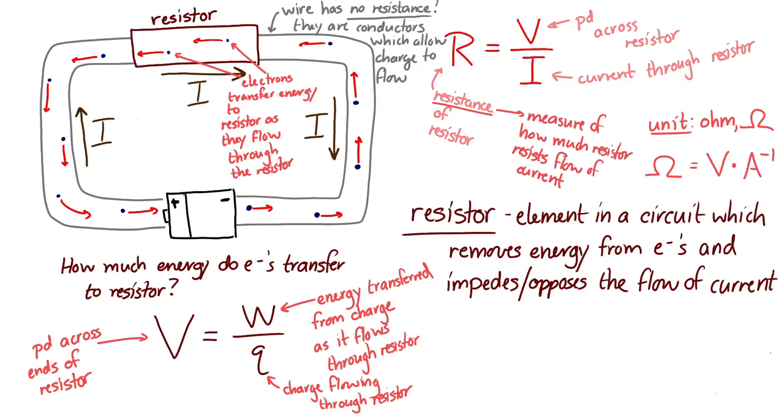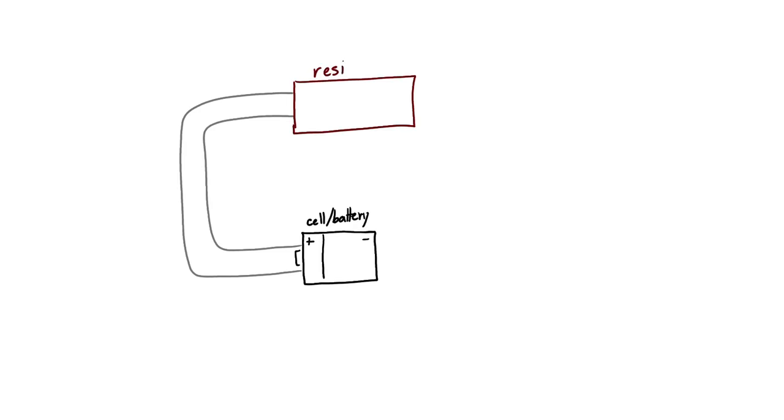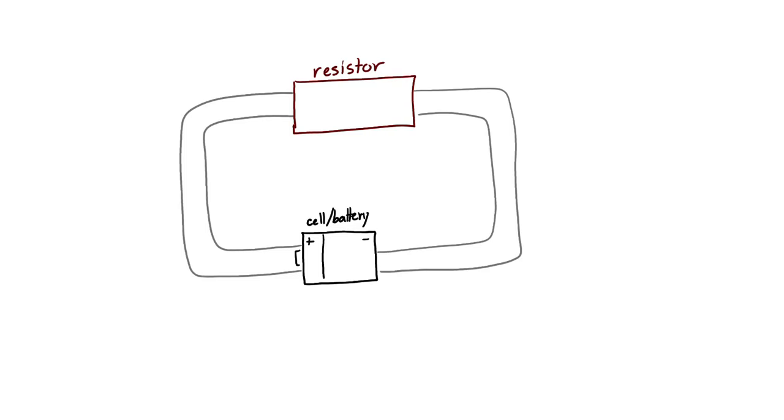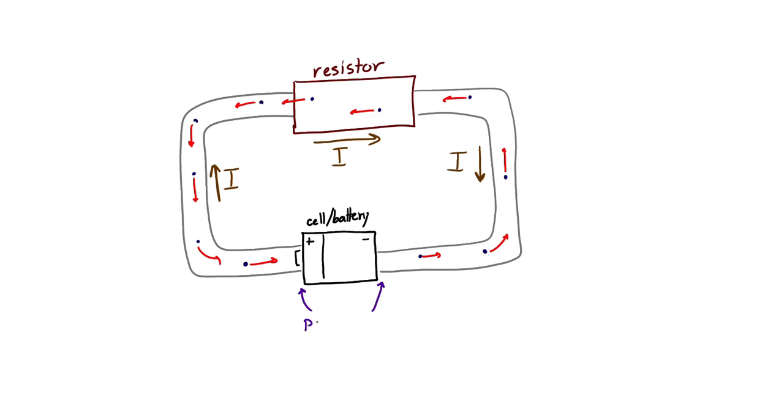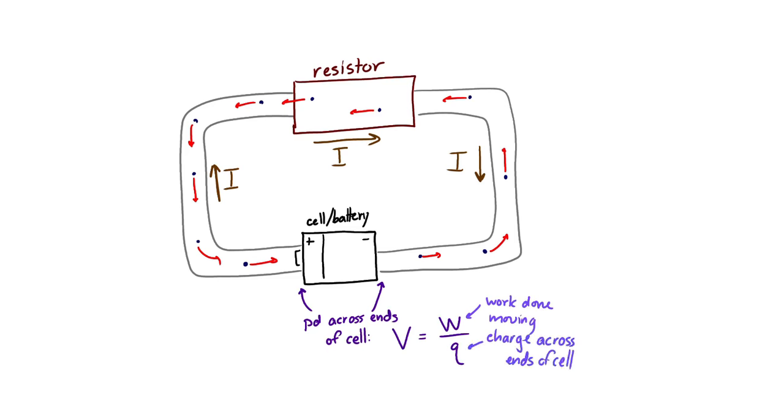So let's summarize. Here's our cell, and let's draw a wire, and let's put a resistor in our circuit like that. If we do that, our electrons are flowing in this direction, from this side of the battery to that side of the battery, which means that the current is then in the opposite direction. The potential difference across the ends of the cell is equal to the work that's done in moving a charge Q across either side of the cell, and that potential difference across a cell or a battery is called an EMF.